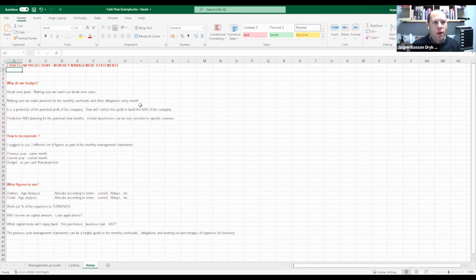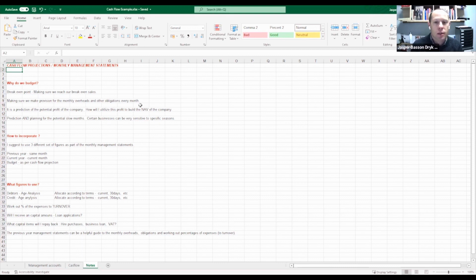That's very important. And again, we're coming back to the break-even point, not to the calculation. We already did the calculation, but to get to why we did that: it is to get the actual sales that we need to do to break even. Today we're going to use that as part of our budget, making sure we make provision for the monthly overheads and other obligations every month.